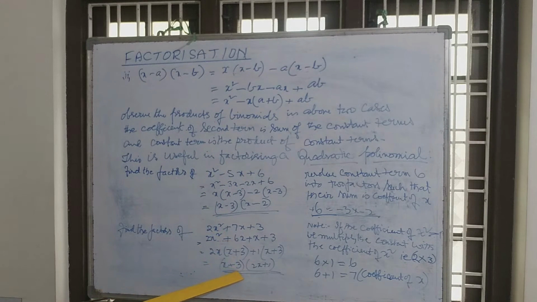Now observe the second one, 2x square minus 7x plus 3. The product is 2 threes are 6. Take 6 and resolve into factors. Here we have 7, so to get 7 we take these two factors, 6 into 1, and 6 plus 1 is 7. In such a way you have to find the factors. Now 2x square plus 6x plus x, we write 7x like this, plus 3. Make 2x common: 2x into x plus 3, plus 1 into x plus 3. So x plus 3 into 2x plus 1. These two are the factors of this quadratic polynomial.